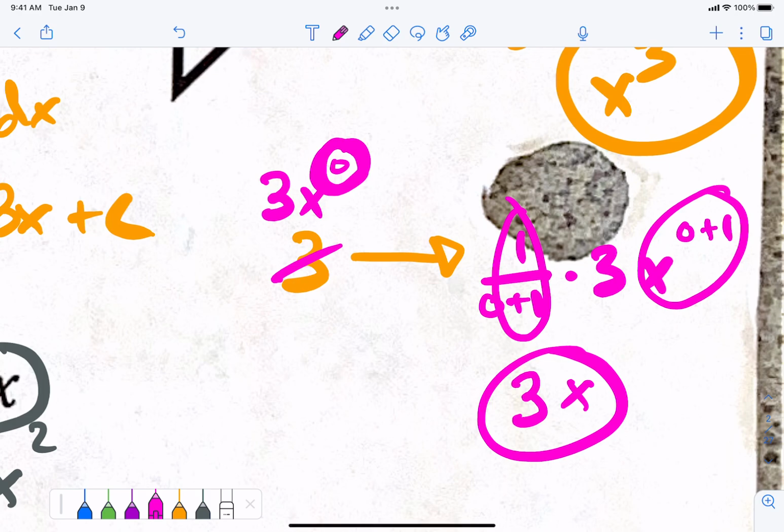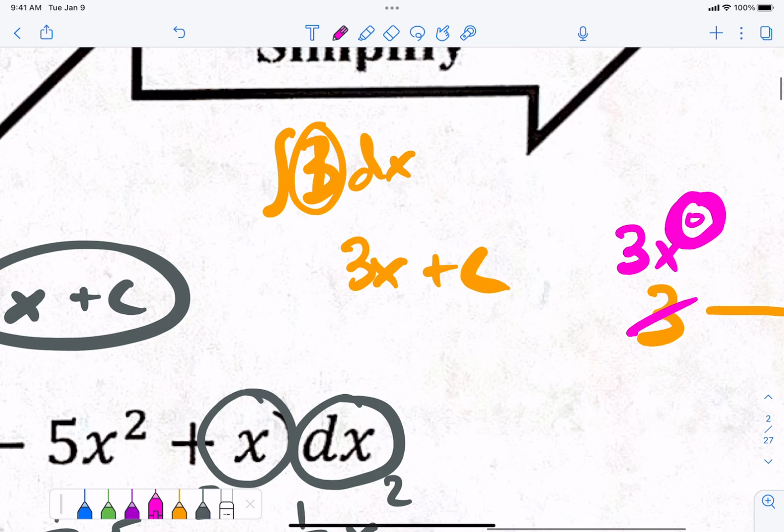So anytime you have a constant, it's like x to the 0 power, and you're adding an exponent on the end of it, like adding to x to the first power. If that helps you think about it that way, you can. Otherwise, just think, what would I take the derivative of to get 3? And it's 3x plus c. Got it? Okay, are we good to that point?